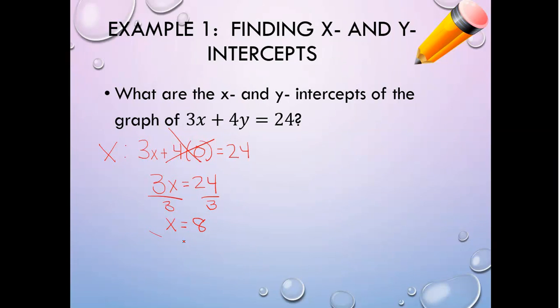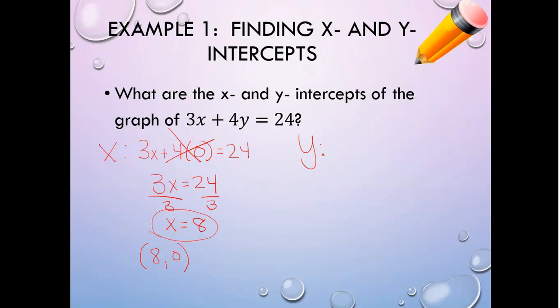Now, you can't leave it like this. This is not what we're looking for. We're looking for the x-intercept. So I'm going to write that as an ordered pair. I know my x is 8 and my y was 0. So my ordered pair would be 8, 0. I'm going to be very picky on that, however, because as you continue in your math career, you're going to want to see x-intercept and y-intercepts written as ordered pairs. So please, please make sure you write them as ordered pairs. Don't let me dock you points because you forgot to write it as an ordered pair.